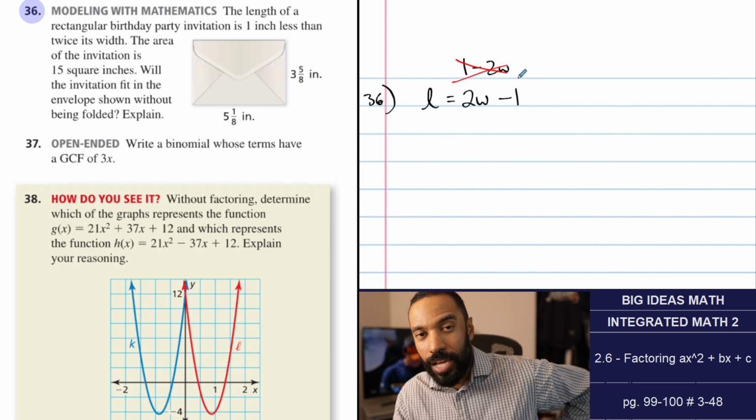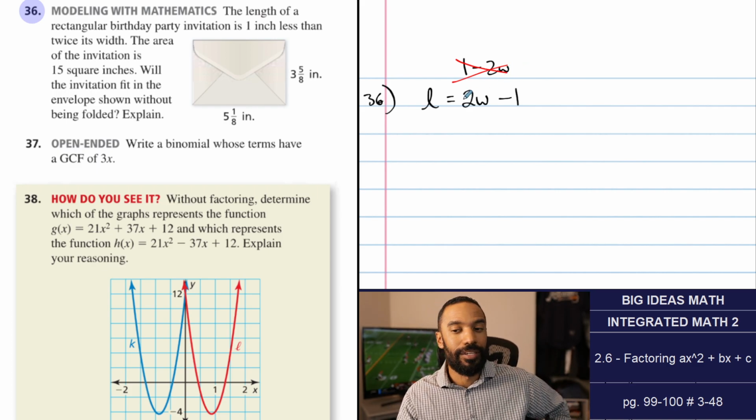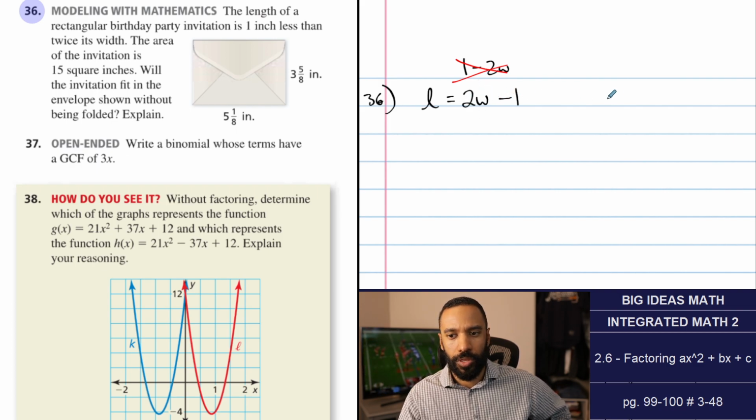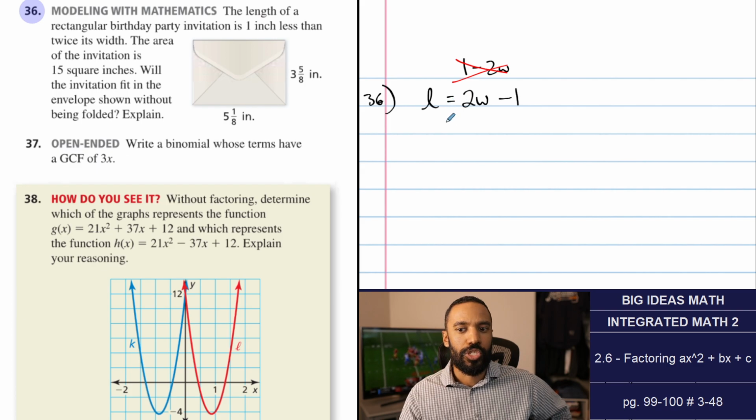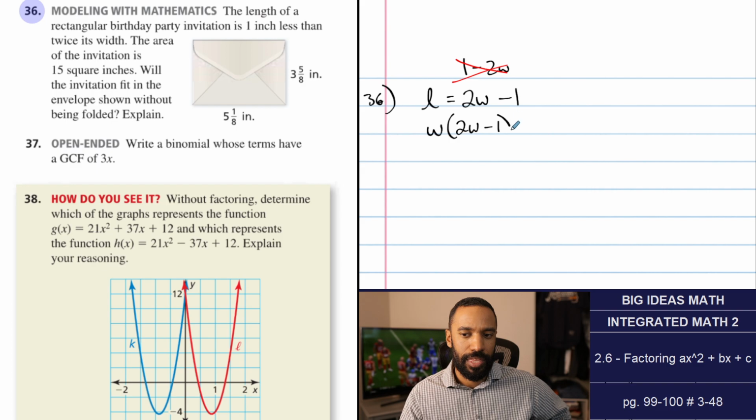The length is 1 less than twice its width. Not twice its width less than 1, right? The area is 15 square inches. Will the invitation fit in the envelope shown without being folded? Explain. So the length is that, and the width is W. So when I do width times length, I'm setting it equal to 15.